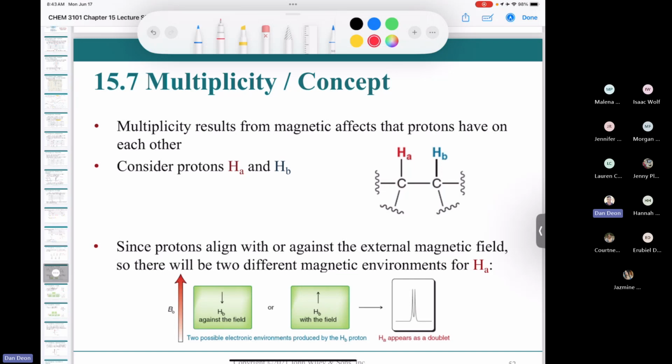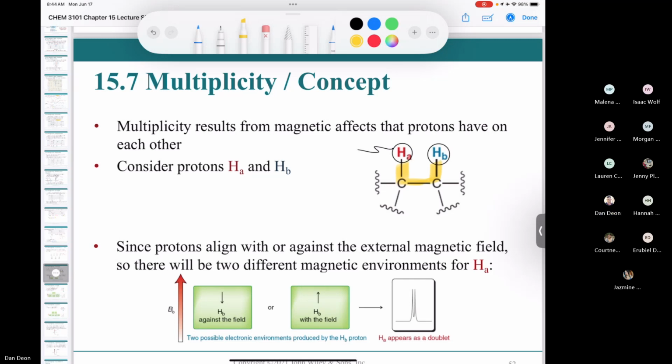So it turns out that protons that are next to the protons that we're interested in are going to have an effect on the environment that the proton is in. So if you take a look at these two protons, A and B, it turns out that if you want to know the chemical shift of A, it's actually affected by B, because B is actually pretty close. You see that B is only 1, 2, 3 bonds away. So B is close enough that it has an effect on A.